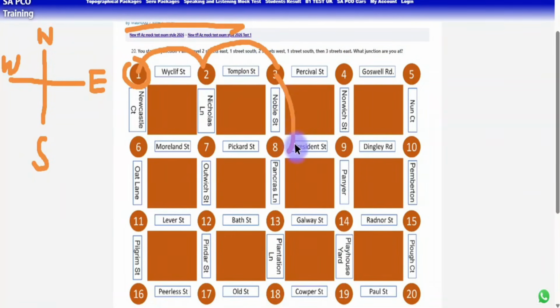2 streets west. West is going to be this way, 1 and 2. 2 streets west and 1 street south. Then 1 street south is going to be down. We are at 11. Then it says 3 streets east. 1, 2 and 3. So we are at junction 14. So 14 should be the right answer. Hope you understand.